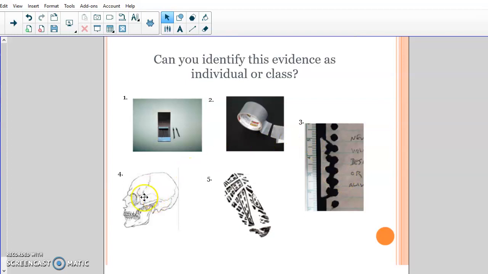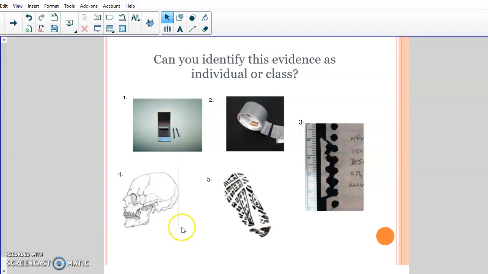For the skull, say I found this skull in the middle of the desert. Is this individual or class evidence? I would say this is class evidence. I could tell you whether the skull belonged to a male or female. I might be able to say if it's an adult or a child skull based on the size. I may even be able to get a general race from it, but without any other types of comparisons, there's no way I can do anything else with the skull.